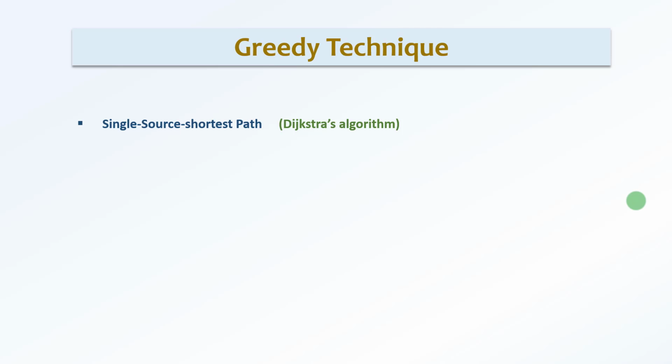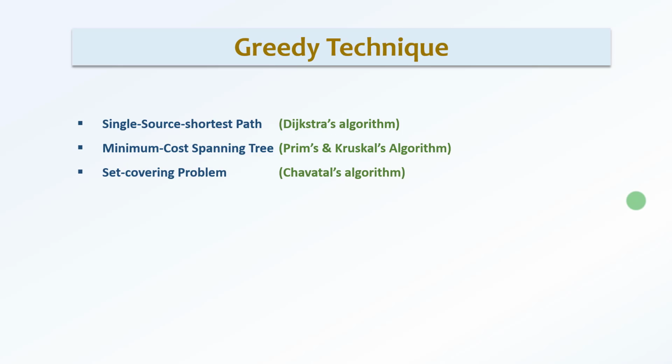These are some of the well-known problems where greedy algorithms are efficiently applicable, like single source shortest path using Dijkstra algorithm, which we are going to discuss next. Minimum cost spanning tree using Prim's algorithm or Kruskal algorithm, set covering problem, knapsack problem, job sequencing problem. These problems can all be solved efficiently by adopting a greedy algorithm. In this lecture, we are going to apply our greedy technique to solve single source shortest path using Dijkstra algorithm. And let us look at the algorithm.